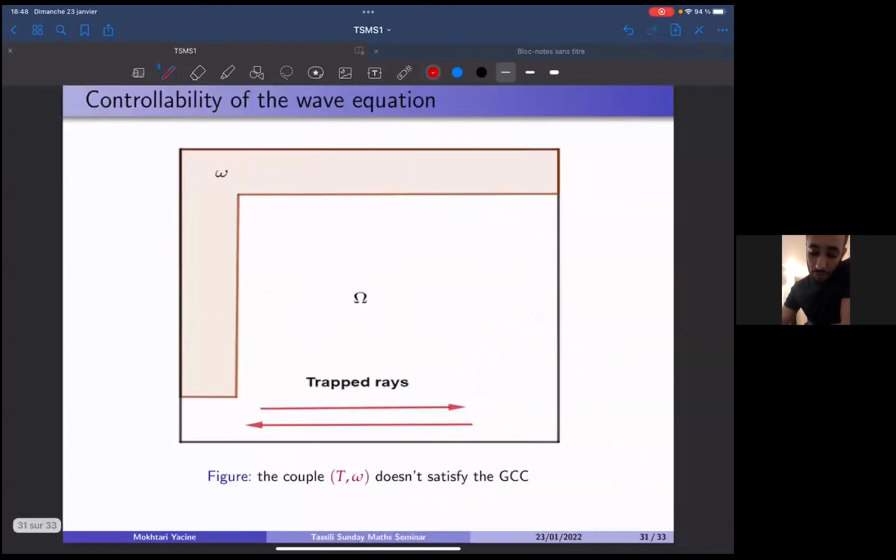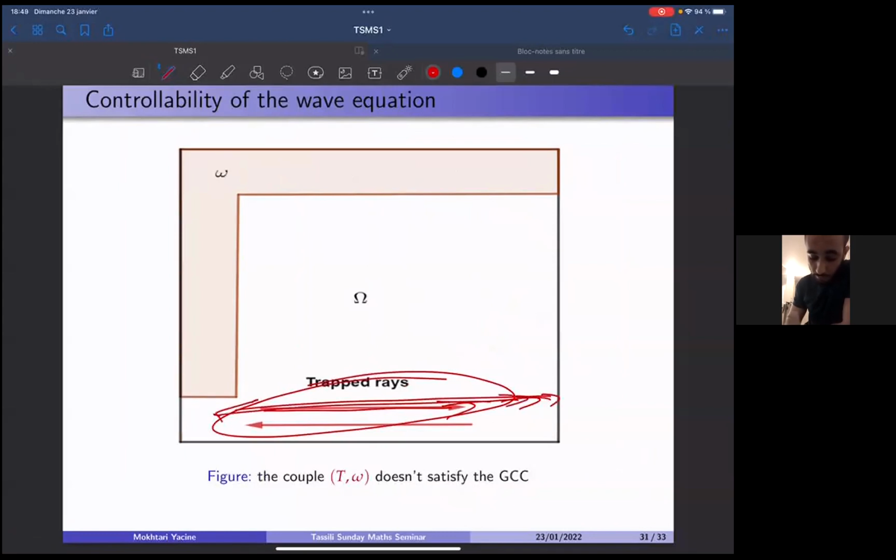On the contrary, in this setting, if we send some rays here, we see that these rays will always be trapped: they go to the right, are reflected to the left, and so on, and they stay stuck. Therefore, in this setting, the wave equation is not exactly controllable. And this assumption is necessary and sufficient for the controllability of such an equation.